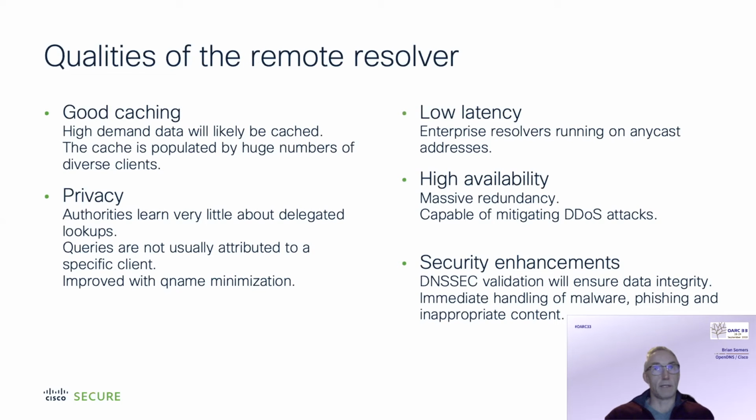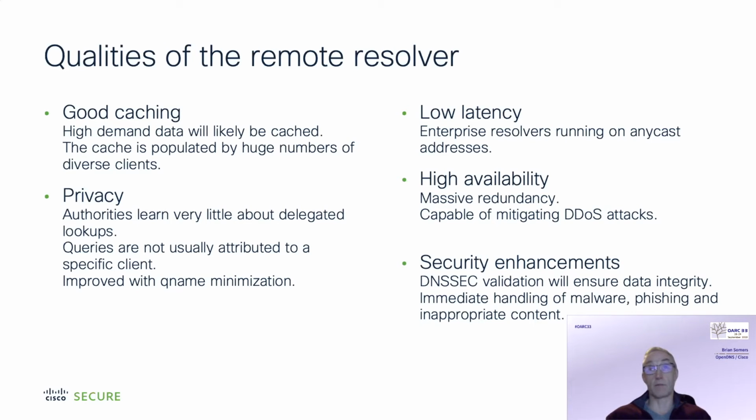So what's good about having a remote resolver rather than running it all locally on your machine? Well, remote resolvers give us good caching. Because there's lots and lots of clients talking to that one resolver, the data that you're looking up against the resolver is likely to already be there. High possibility of cache hits. You've got privacy. The authorities learn very little about delegated lookups. They don't really know who's querying the specific name. And with QName minimization, they don't even know what the specific name is. They just know the next zone down from themselves.